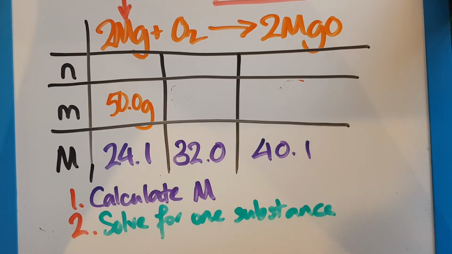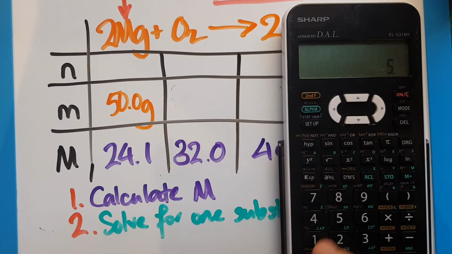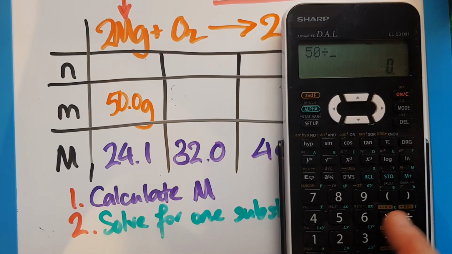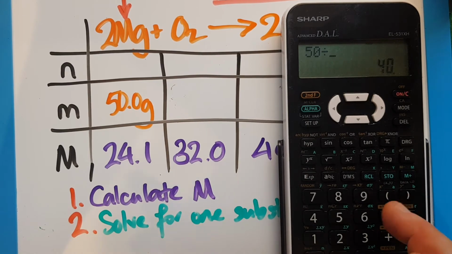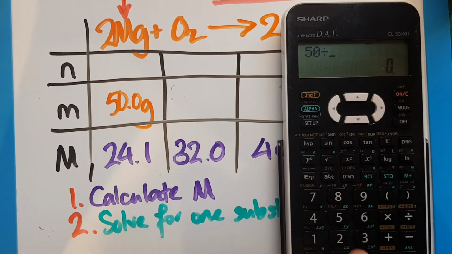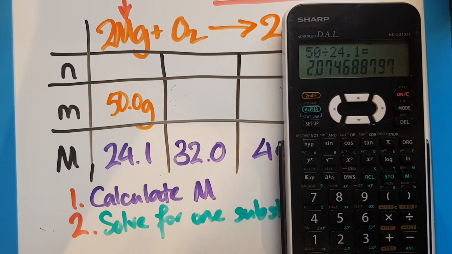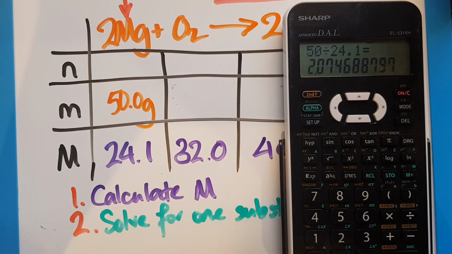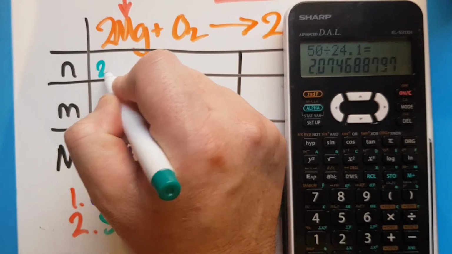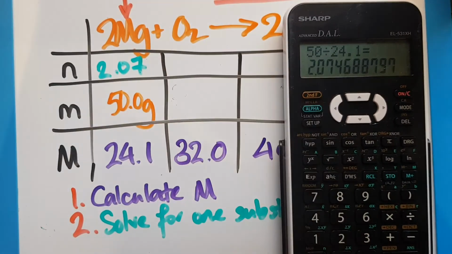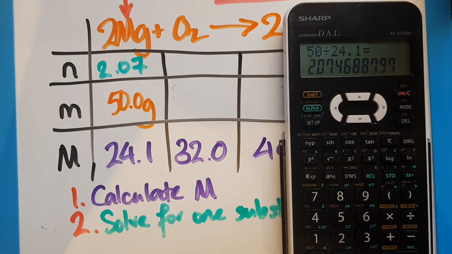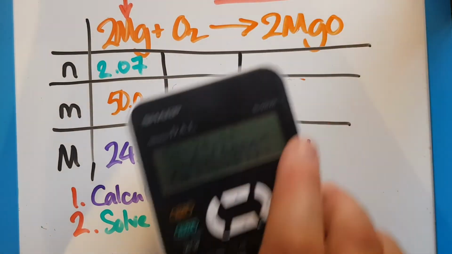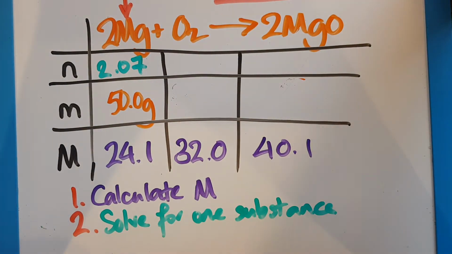So in this case, I'm going to get my calculator and I'm going to do my mass of 50 divided by my molar mass of 24.1, and I get 2.07. I want 3 significant figures, so 2.07 is fine. And that's moles. Again, sorry, leaving the unit out for now. If I really wanted to be careful, I'd have the unit in my table, which would make life a lot easier.